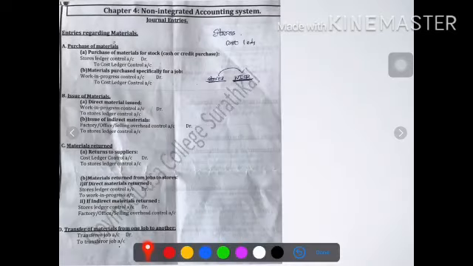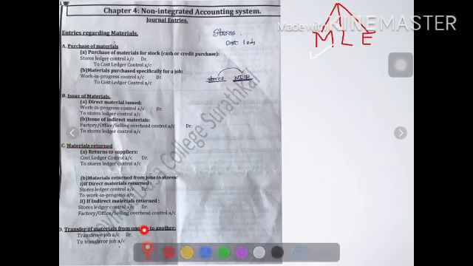To start with, as you all know, there are three important elements of accounts, namely material, labor, and expenses. So let us start with the first element, that is material. Coming to the material, here there are four types of transactions, namely purchase of material, issue of material, materials returned, and transfer of material from one job to another.